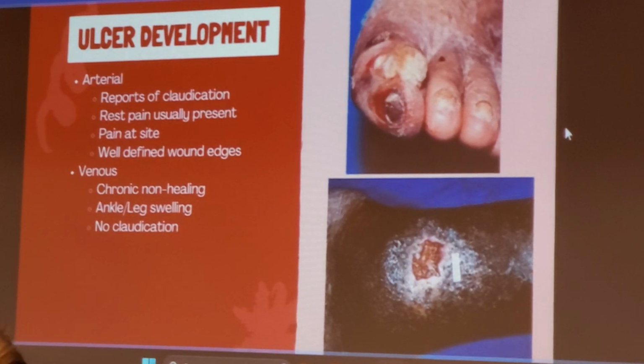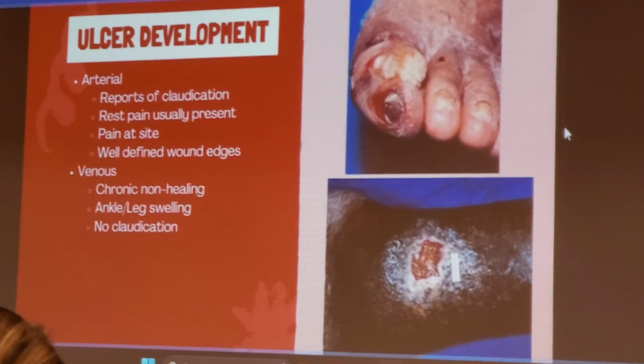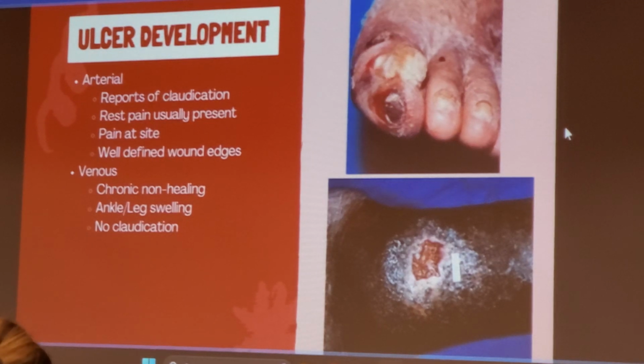Definitely gonna have a lot of pain as well, versus your venous ones, okay? So this is when we're starting to have that pulling of the blood within your foot, okay? Really, really jagged edges, it's poorly defined, just this kind of nasty chronic ulcer that kind of just sticks around, okay?